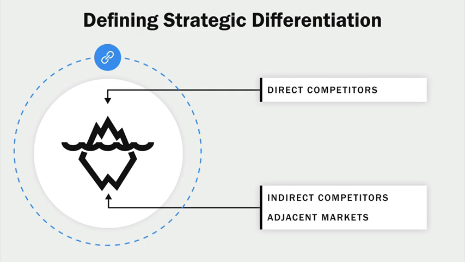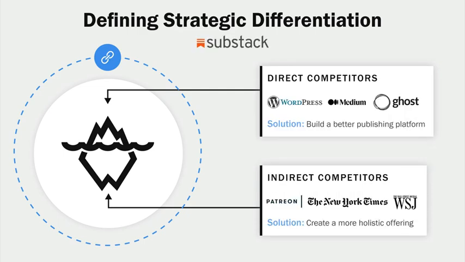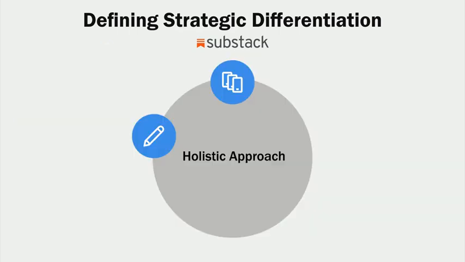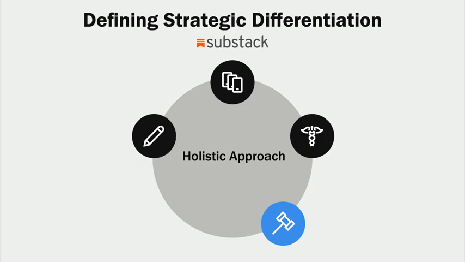Master PMs actively think about developing strategic differentiation versus not just direct competition, but also versus indirect alternatives and adjacent markets. In Substack's case, this means they decided to not just be a great publishing platform, but to also have a more holistic offering around being a writer itself. Instead of offering just a set of writing tools and a distribution platform, Substack also offers select writers subsidized access to health insurance, legal support, and in some cases, even a salary to help cover a transition to independent writing.